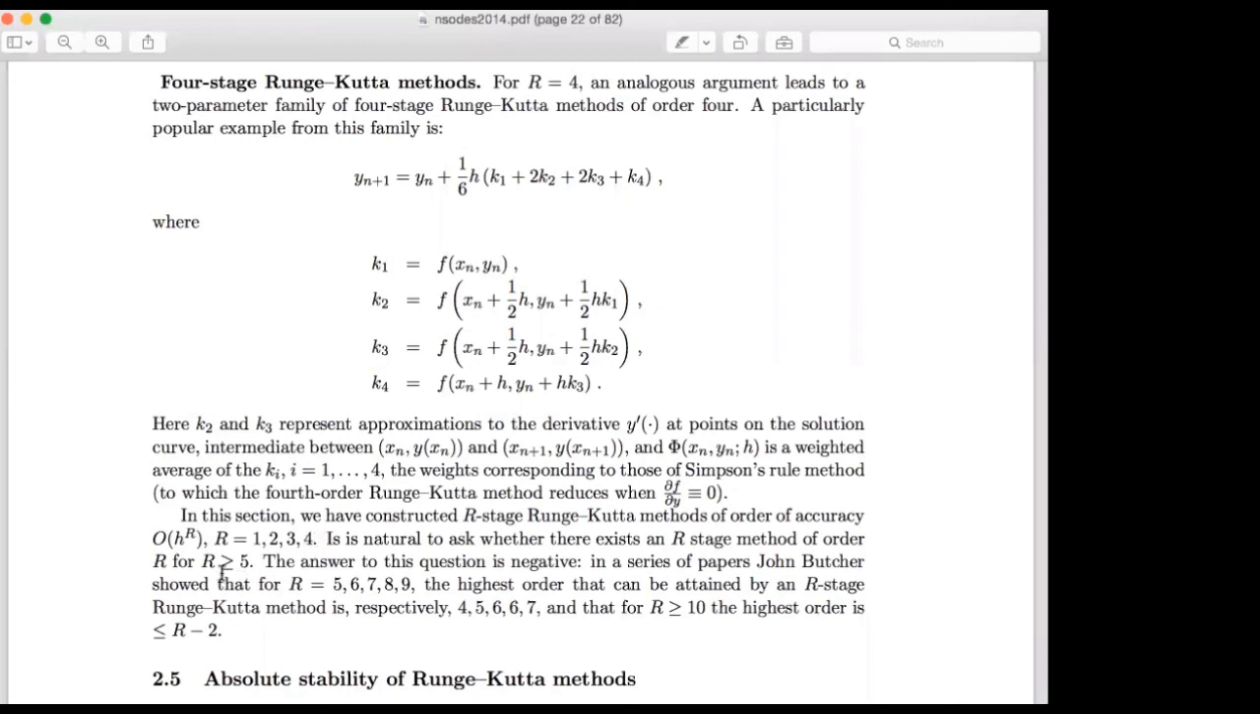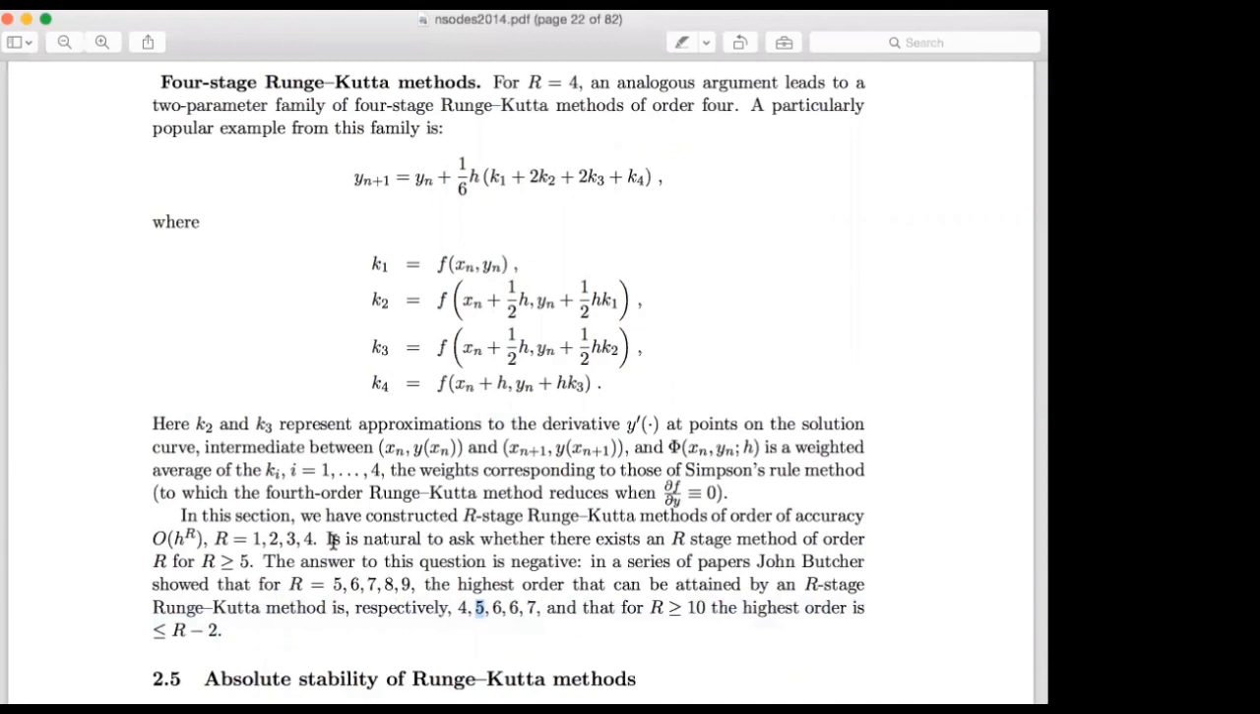But after that, it would not happen. Am I right? If you see RK5, the number of function evaluations is 5, but the order is 4. In RK6, the number of function evaluations is 6, and the order is 5. So in that way, RK4 is optimal.